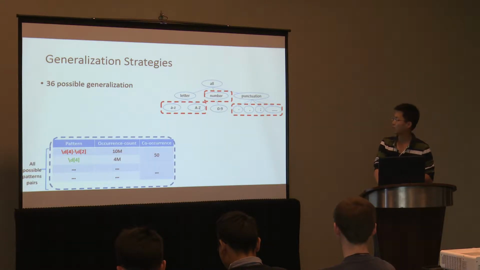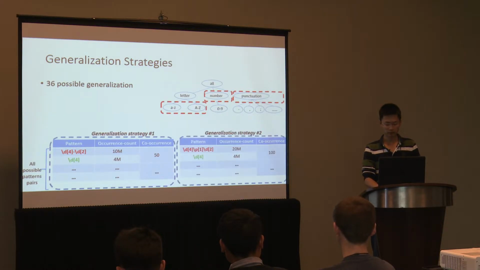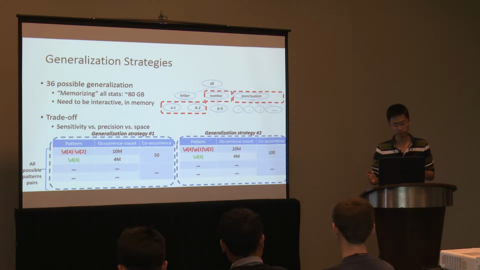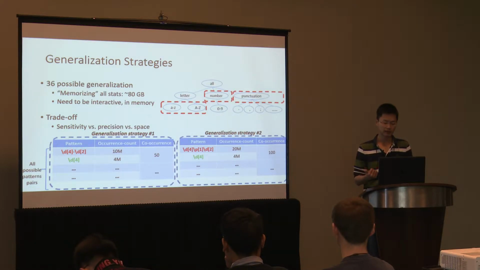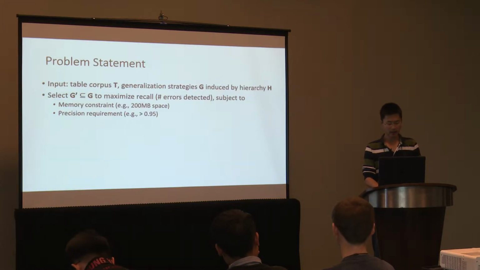For example, instead of keeping all the punctuation, I can generalize them into a wildcard. So in that case, you would have a different table encoding all the different statistics for the second strategy. So that takes a lot of space, and because we need to be interactive and these need to be in memory, we face a lot of trade-offs in terms of sensitivity, precision, and space. I won't have time to go into the details.